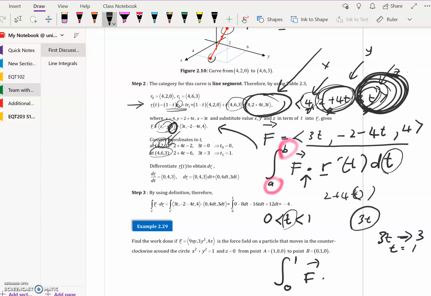Okay, the integral of F dot r prime(t) dt, and we are evaluating along the curve. When we parameterize the equation, we actually evaluate along the curve from 0 to 1. Firstly we have the point of x, y, and z. When we parameterize, we want to parameterize the equation in t, and the same thing goes to our point of t here.